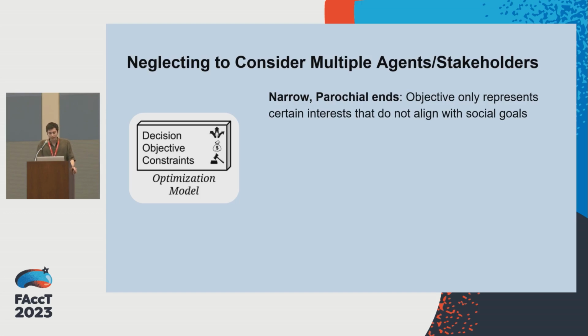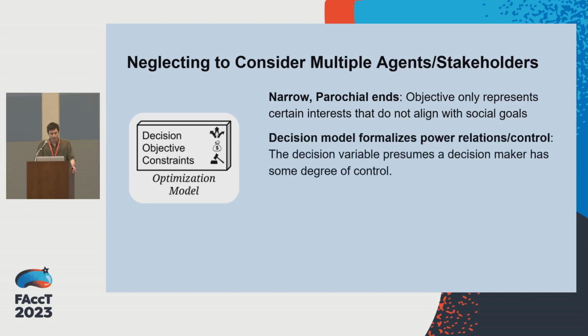So first, when specifying the objective, an optimization might be designed to only serve narrow interests. For example, the interests of investors might be prioritized over the interests of workers or everyday citizens. And second, a decision model can formalize power relations by presuming that a decision maker has a certain degree of control. For example, social media companies using algorithms to recommend content to users might assume that they can show any post to a user, even posts from people the user doesn't follow. The user, however, might assume that their choice of who to follow dictates which posts they see on their feed. The algorithmic recommendation implicitly removes some amount of control from users and grants platforms and advertisers more control over curating users' feeds.